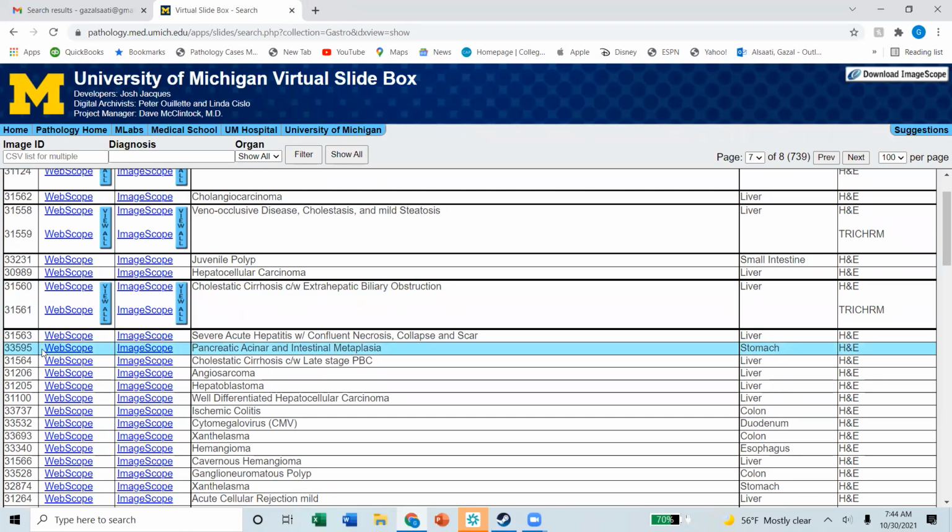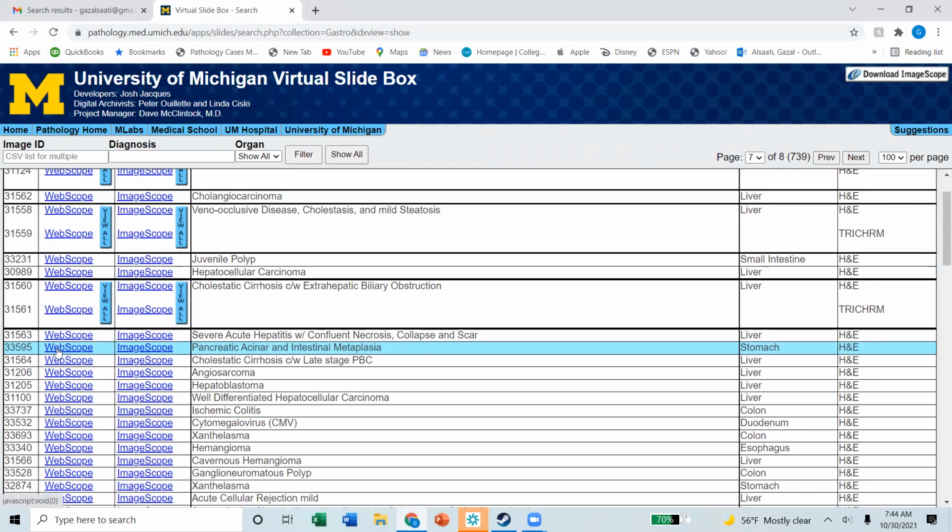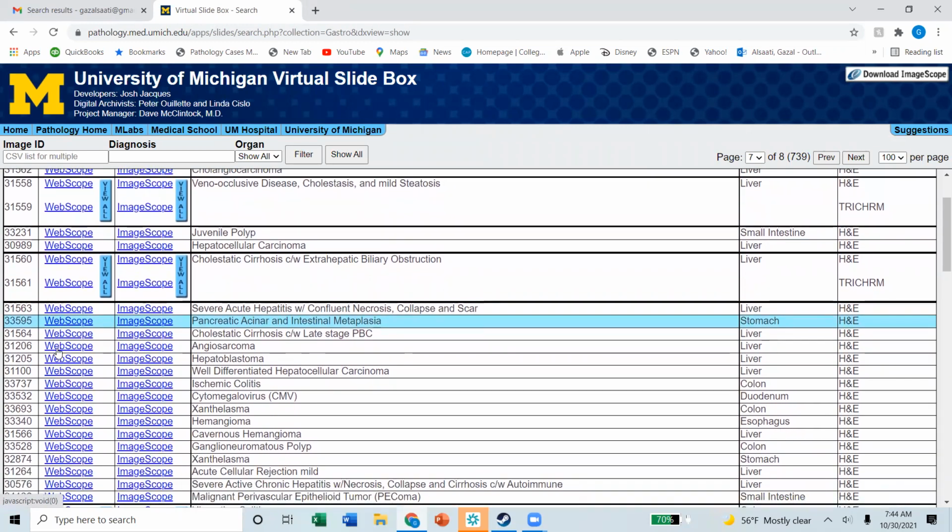Pancreatic acinar and intestinal metaplasia. So I think we know what that looks like. We can see a pancreatic acinar one more time. Okay.